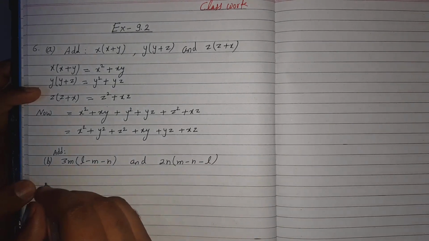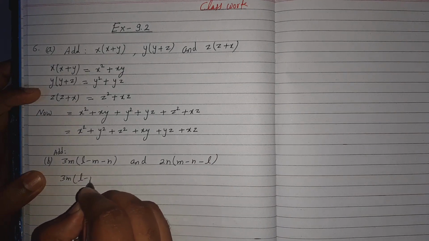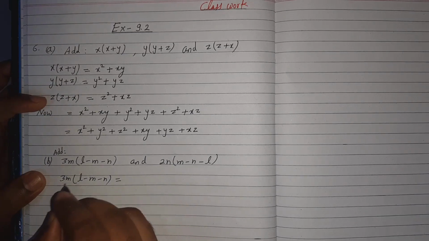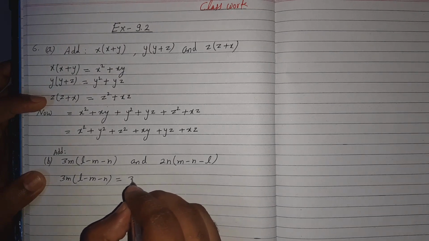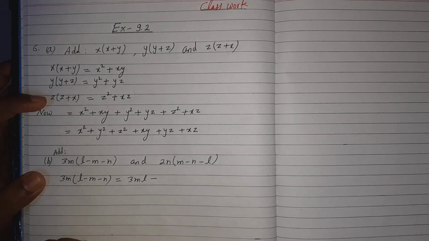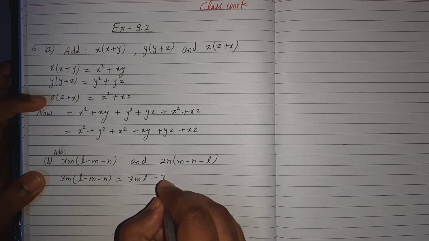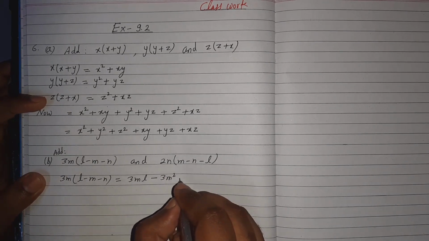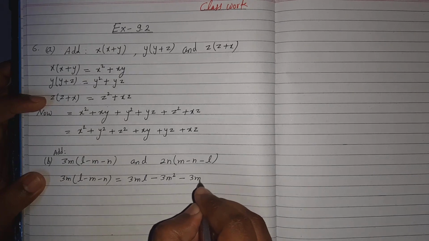The first polynomial is given 3m(l - m - n). So 3m multiplied by l, it will be 3ml. Then minus sign, 3m multiplied by m, m times m is m square, so it will be minus 3m square. Now minus sign, 3m multiplied by n, so it will be minus 3mn.